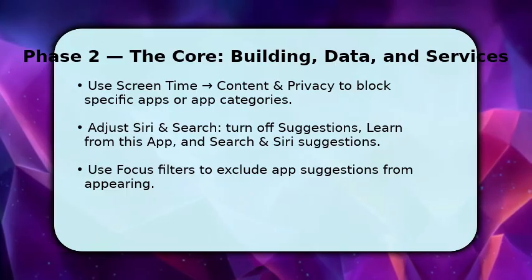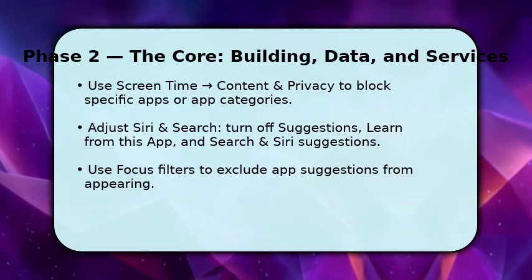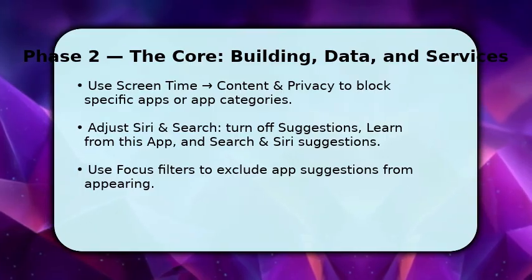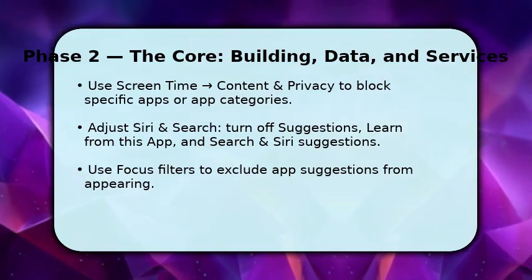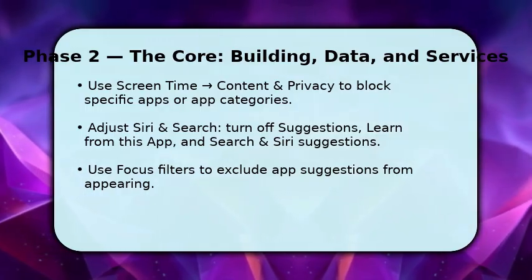Then open Siri and search for each app and turn off Learn from this app and suggestions. That reduces predictive listings. Finally, configure focus filters to exclude apps from suggestion channels. These steps limit the system signals that cause apps to reappear.